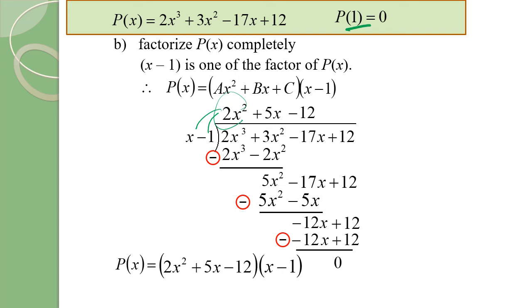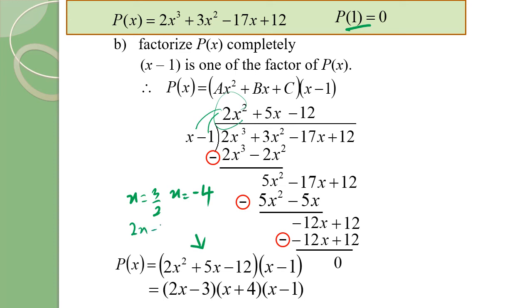Can we factorize this quadratic into linear factors? Use your calculator. We can write down, because we have x equal to 3 over 2 and x equal to negative 4, so it will be 2x minus 3 equal to 0 and x plus 4 equal to 0. So these two will be the factors. So 2x minus 3, x plus 4, x minus 1. This is factorized completely, because all are linear factors. Okay, we good? Yes, so this is how you solve question B, to factorize completely by using long division.